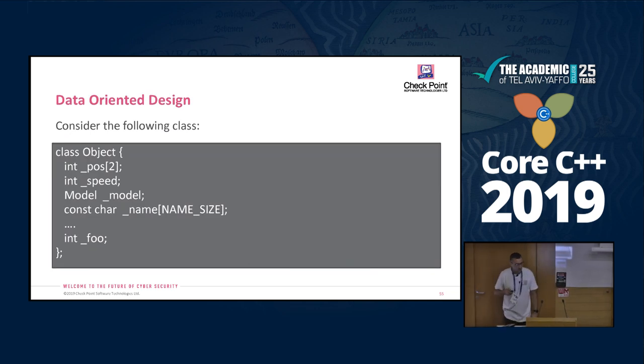Let's look at this class. We have some sort of an object. It has a position, it has a speed, it has an arbitrary model, it has a name, and then it has some foo. Simple, something that we all wrote.